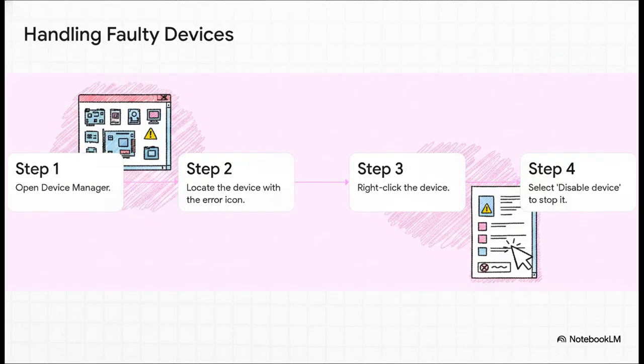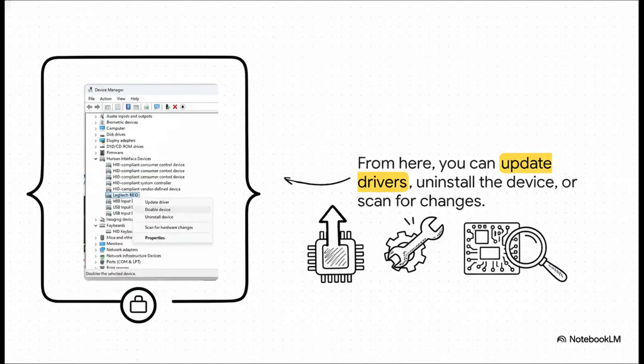So let's say a device is going haywire and making your whole system unstable. You can immediately stop it in its tracks. All you do is find it in the list, right-click on it, and hit Disable Device. Boom. That tells Windows to just ignore it for a little while. This can be a lifesaver, instantly stabilizing your PC so you can figure out what's actually wrong without it crashing every 5 minutes.